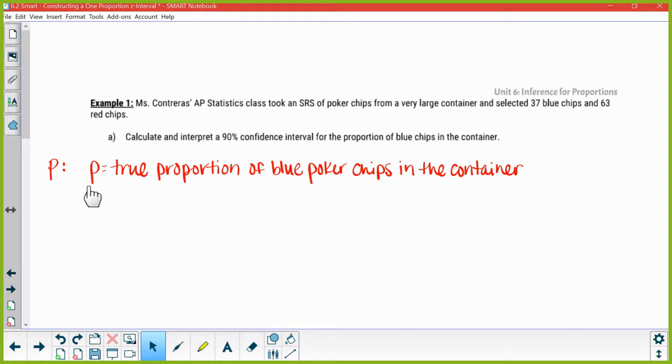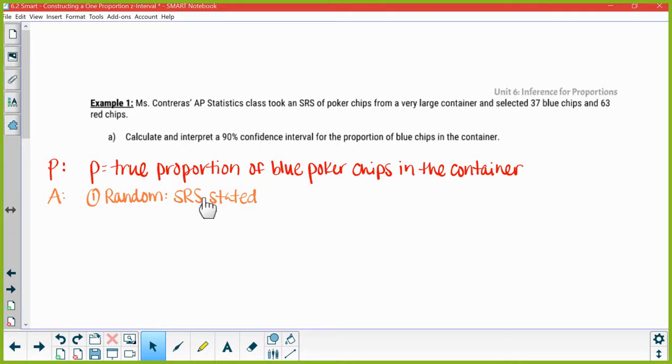A is something we have done before. We're going to go through and check our assumptions and conditions. The first one is always random. I have taken an SRS of poker chips, so I'm going to say SRS stated.